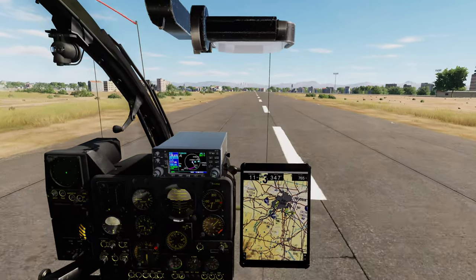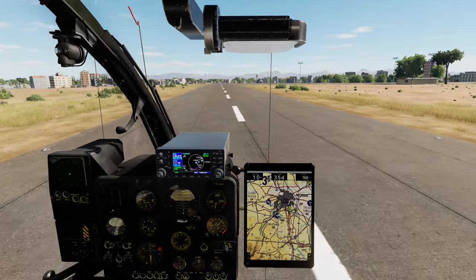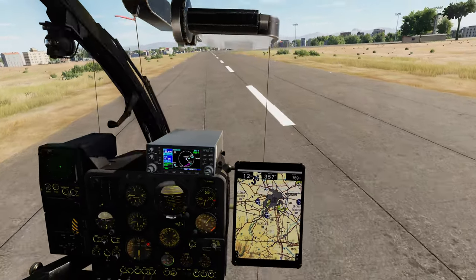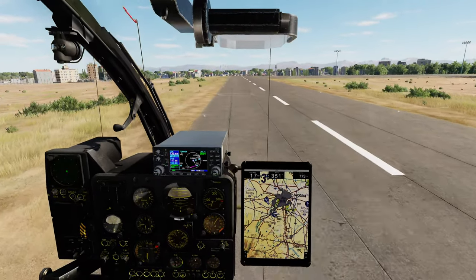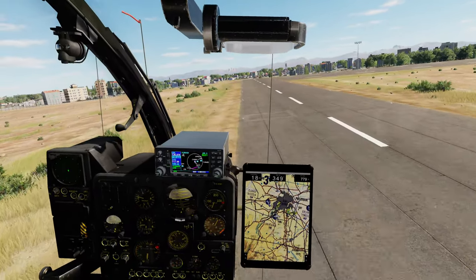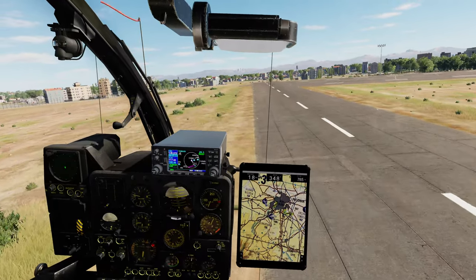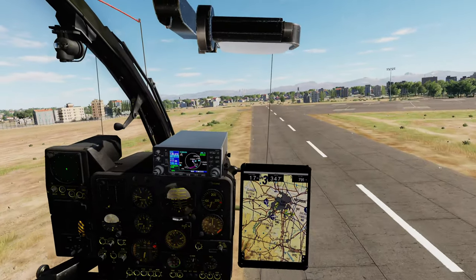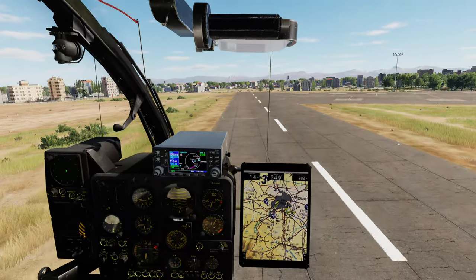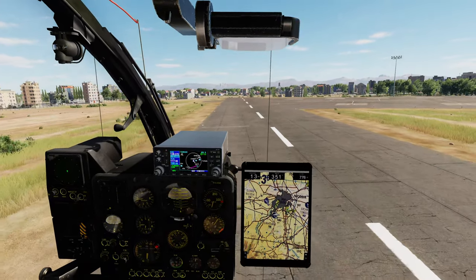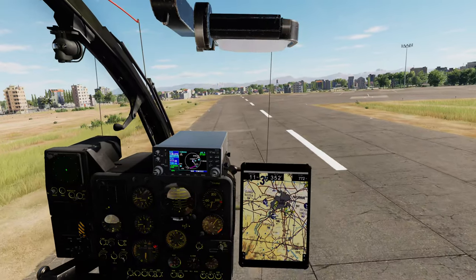Oh, okay. I've kind of done it early. That's not what I was aiming to do. Let's just hover taxi back down the runway. And then let's see if I can hover taxi it back onto one of these parking spots.